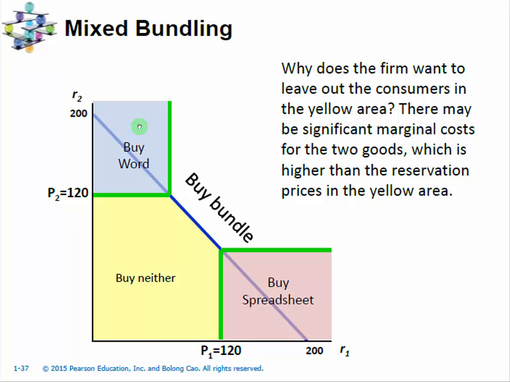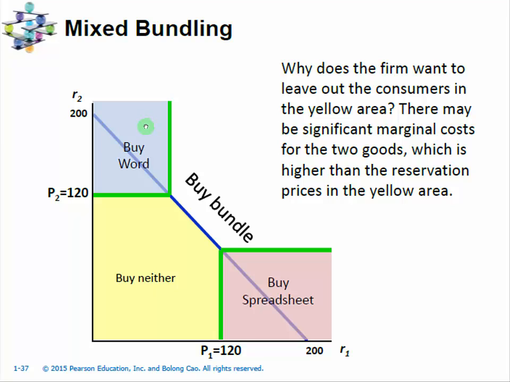Why is that? That is because we have to look at here. At this point, the bundle price is $200. Good 2 alone costs $120. It means inside the bundle, the implied price for good 1 is $200 minus $120, $80.